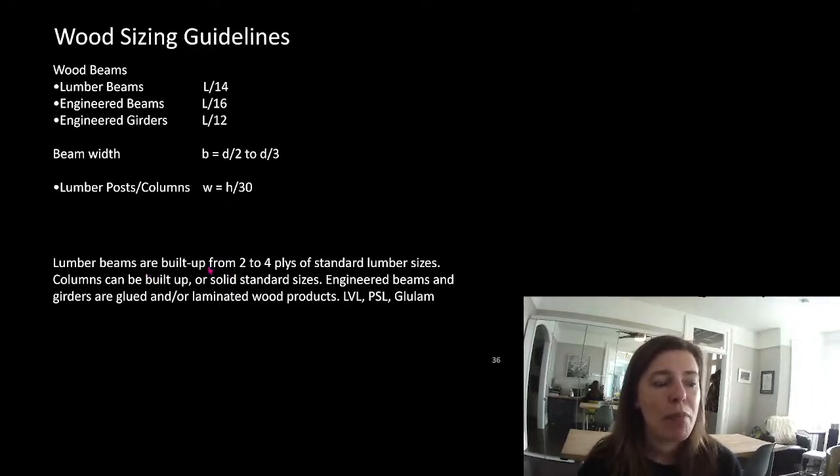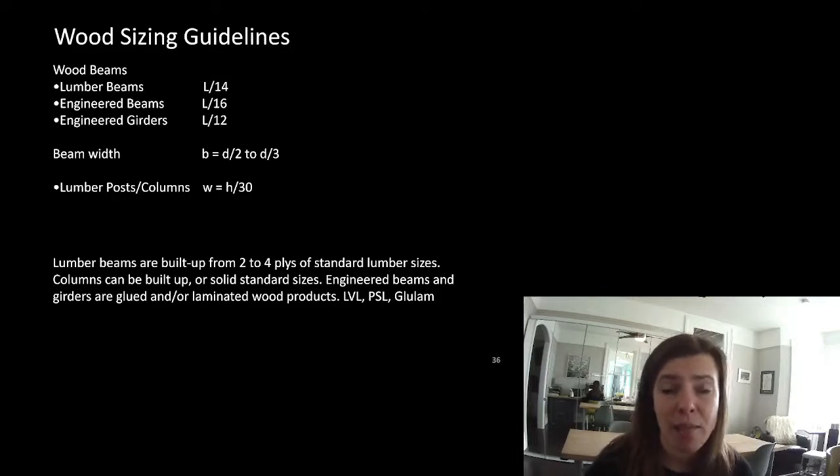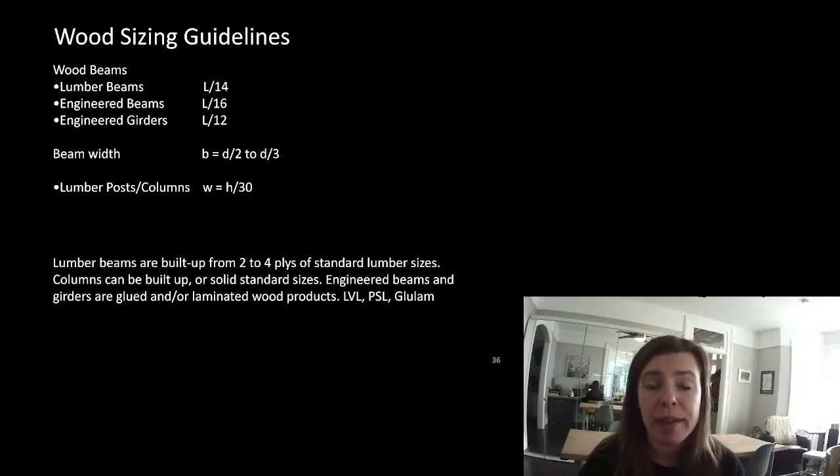Lumber beams are built-up beams of 2 to 4 plies of standard lumber sizes. So that means that if you see that we're talking about a beam, 1 ply is not enough. It will automatically be 2 plies together. Joists, 1 ply. Beam, minimum 2 ply. So if you see a question that says which one of these is right and you know it's a beam and you see 1 ply written, that is not the answer. The one with multiple plies is.